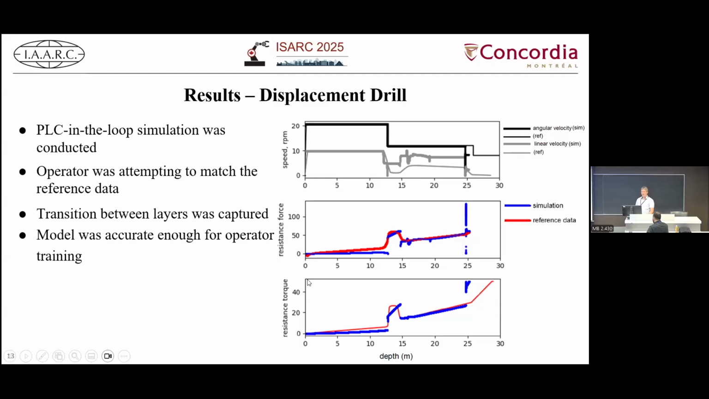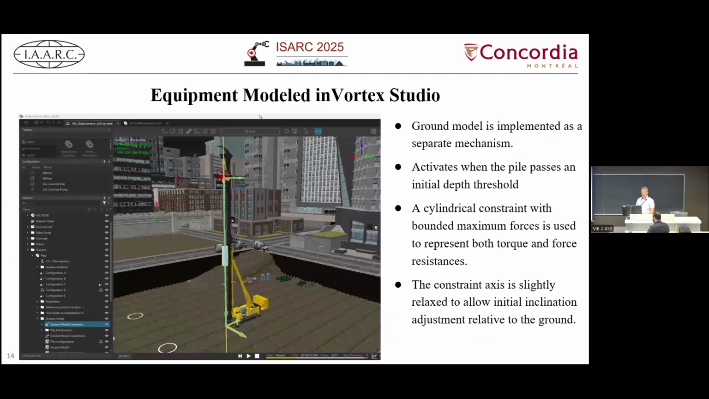You can see that the transition between the layers was captured quite accurately, and the model was accurate enough for operator training. There were some discrepancies with the expected speeds from the operator, but the model is not that much dependent on the speed itself, so the forces were still matched quite well.